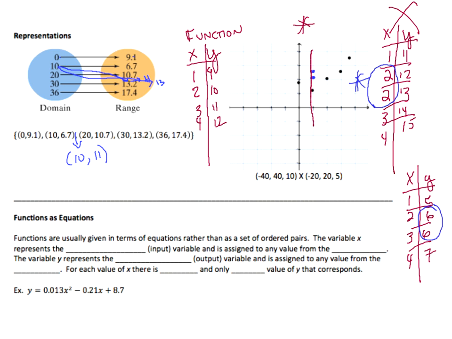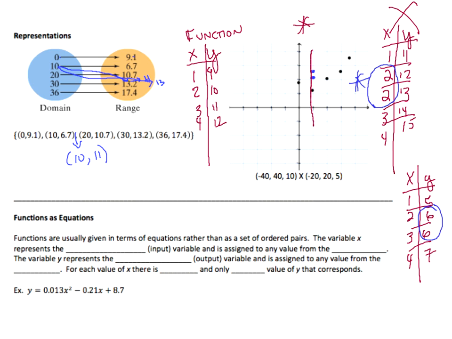All right. Down at the bottom, we have yet another representation of a function. So now we've got 5 ways to look at functions, and those are functions with equations. Equations and graphs are the main ways you're going to see functions represented in this class, and then tables as well, because you usually have to have the XY table to move to the graph. So functions are usually given in terms of equations rather than a set of ordered pairs.